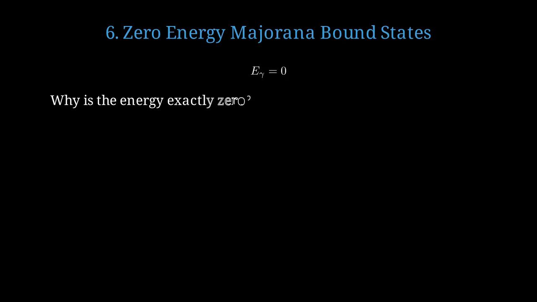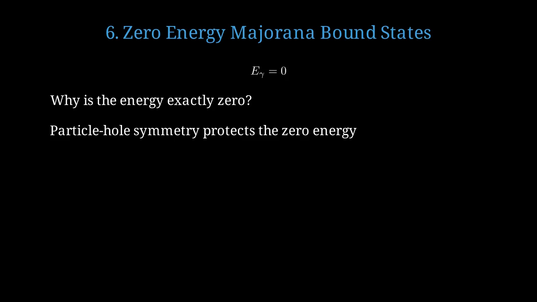You might wonder, why is the energy exactly zero and not just very small? This is a deep question. The answer is particle-hole symmetry. In a superconductor, creating a particle costs the same energy as creating a hole, forcing Majorana states to zero energy. Particle-hole symmetry means P H P inverse equals minus H, where P is the particle-hole operator. This symmetry pins Majoranas to zero energy. This energy spectrum shows bulk states separated by gap delta, with Majorana-bound states precisely at zero energy in the middle of the gap.